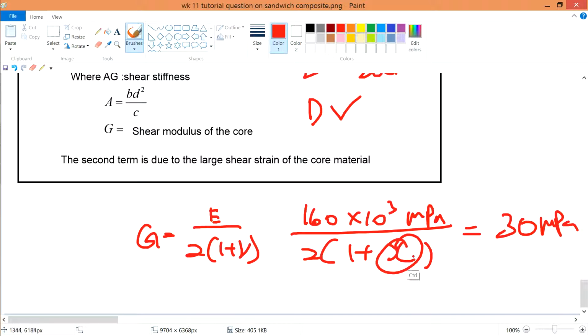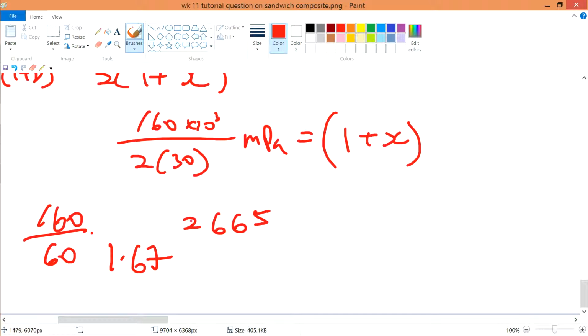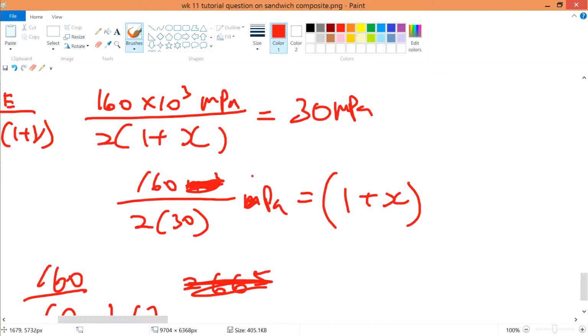I don't know what exactly the Poisson ratio is. If I were to solve for it, let's see what it goes. If I were to calculate for this, something is wrong. The answer is weird. The Poisson ratio is 2665. I don't know what is going on. If I don't use 160 times 10 to the power of 3, let's see. If I use 160 divided by 60, what do I have? It's 1.67, something near there. So when you calculate for your Young modulus, you can straight away use gigapascal. But no, it's in terms of megapascal.